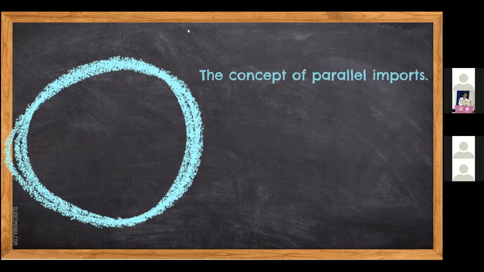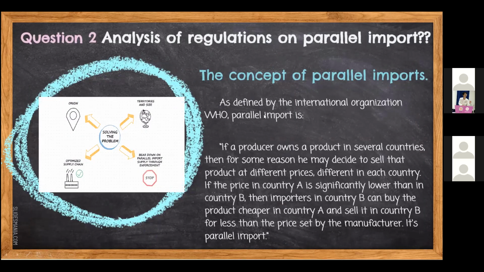The concept of parallel imports, as defined by the World Intellectual Property Organization: if a producer sells a product in several countries, then for some reason he may decide to sell that product at a different price in each country. If the price in country A is significantly lower than in country B, then an importer in country B can buy the product cheaper in country A and sell it in country B for less than the price set by the manufacturer. It's parallel import.